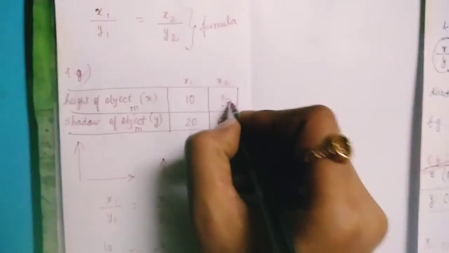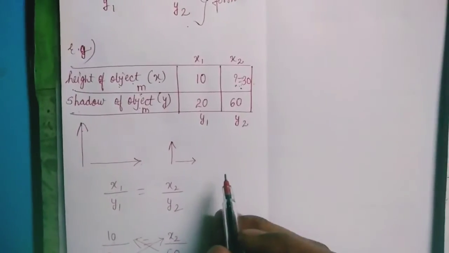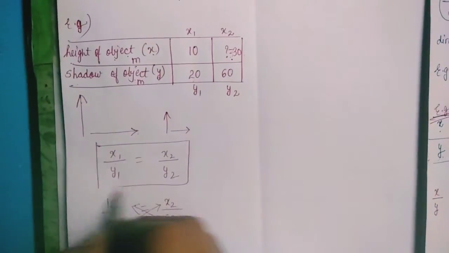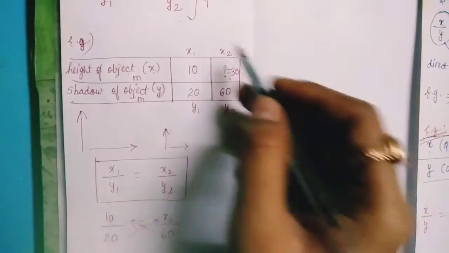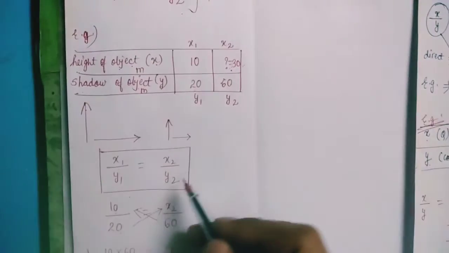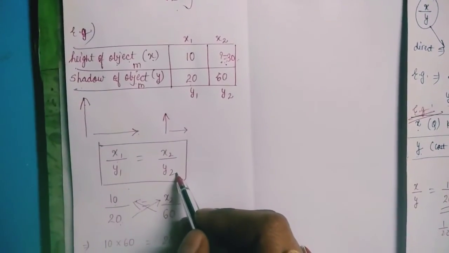So what will come here? 30. So using this formula we can get the answer for the unknown thing from the table using direct proportion.